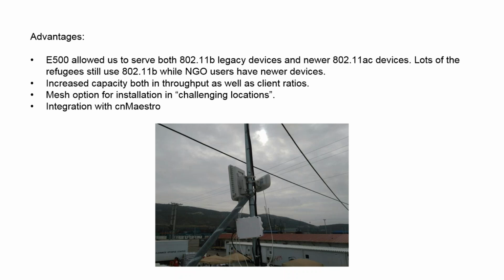What basically happened is a lot of the refugees still carry older devices, and a lot of them will still work on 802.11b, so we need to provide that. But we are also dealing with NGOs and other organizations, local authorities and people with more up-to-date IT infrastructures, who need to be provided with a service that allows them to use their up-to-date equipment with the higher throughput speeds, etc.